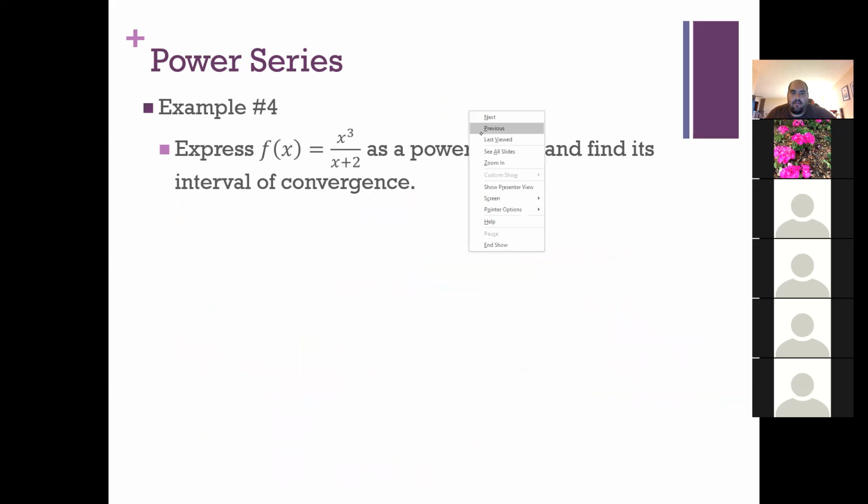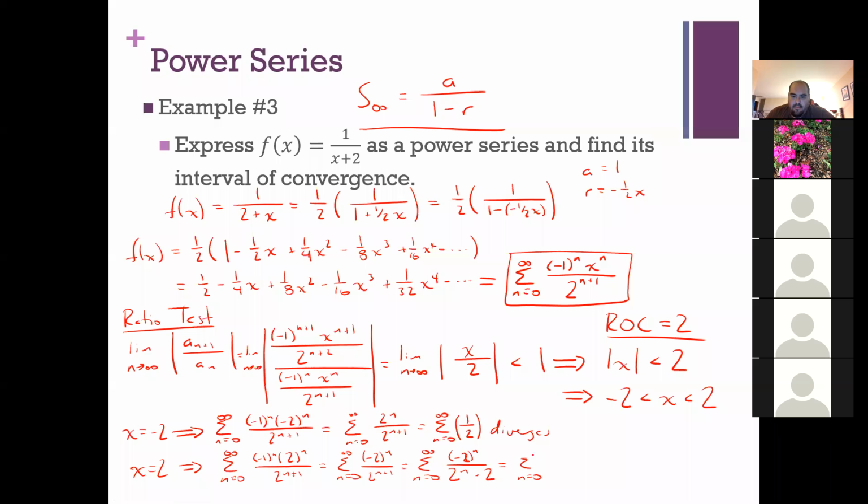Oh, sorry, let's go back. From there, hopefully we can see that this alternating series is just going to diverge, because the sequence is going to oscillate between -1/2 and +1/2. So this one diverges as well. So I just get the interval of -2 to 2, both ends open. Any questions on this one?